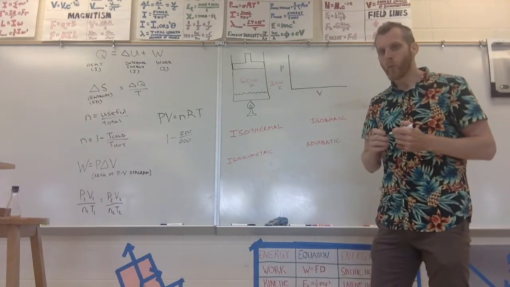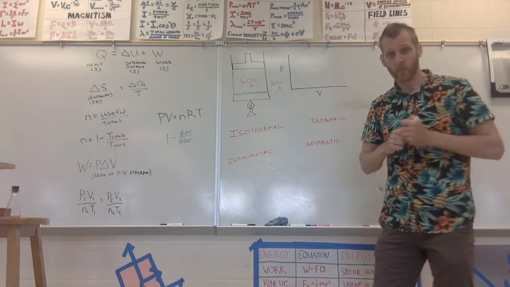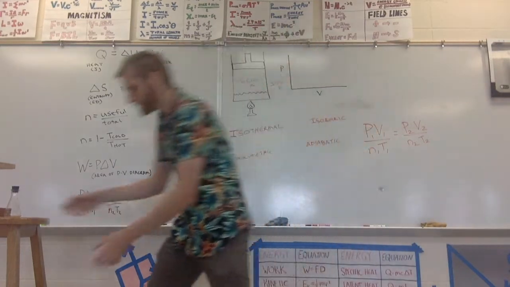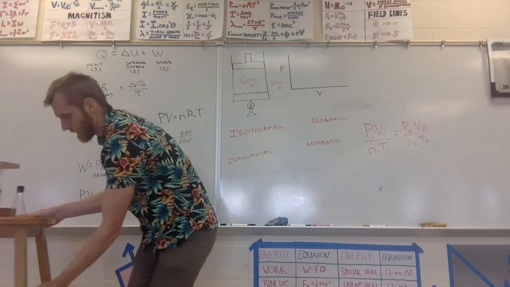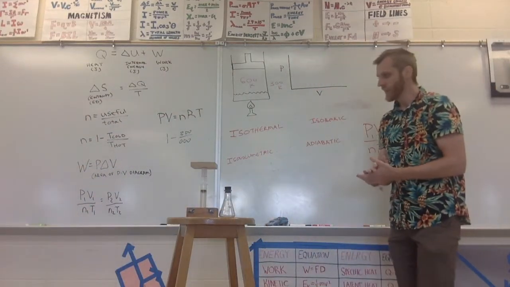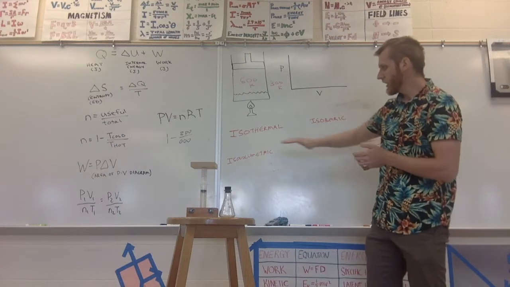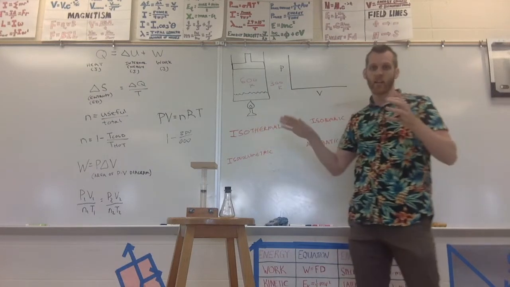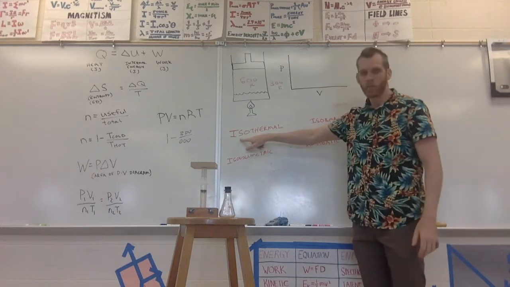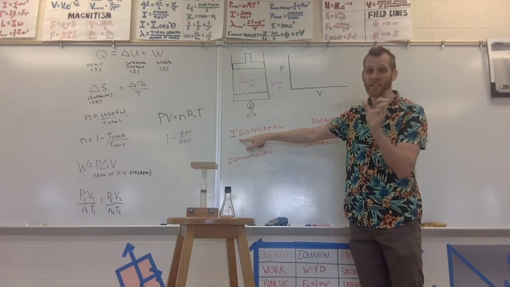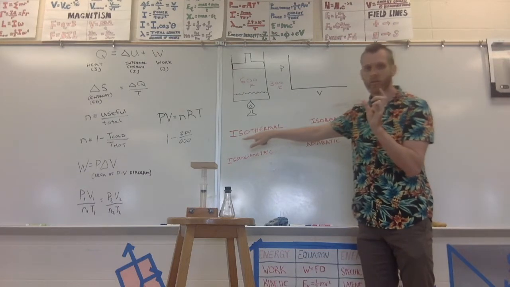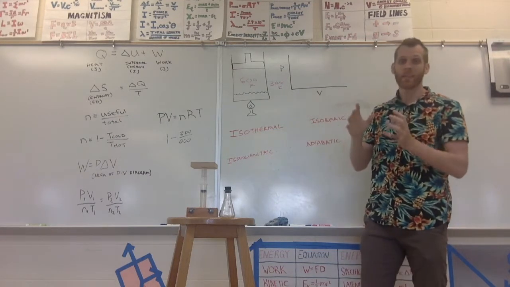So let's go over the 4 types of processes for thermodynamics, and then we'll go over a couple examples to kind of tie everything together. So the first type of process is an isothermal process. Now, these are not in any order. Isothermal process is one of the 4 types. Iso means constant or same, meaning you keep the same. Thermal means temperature. So this is a process that maintains the same temperature.